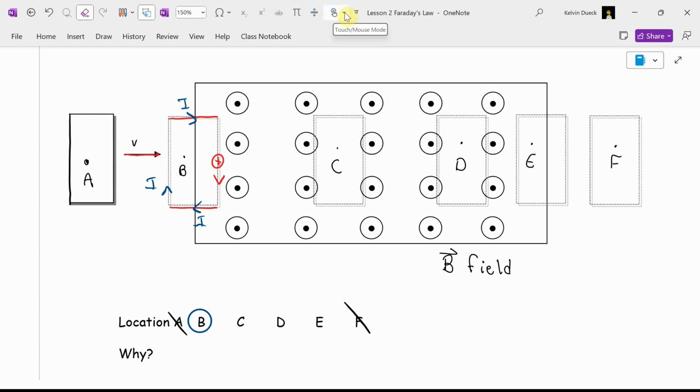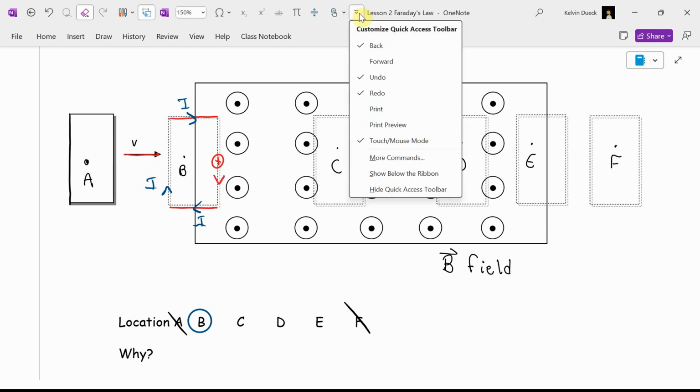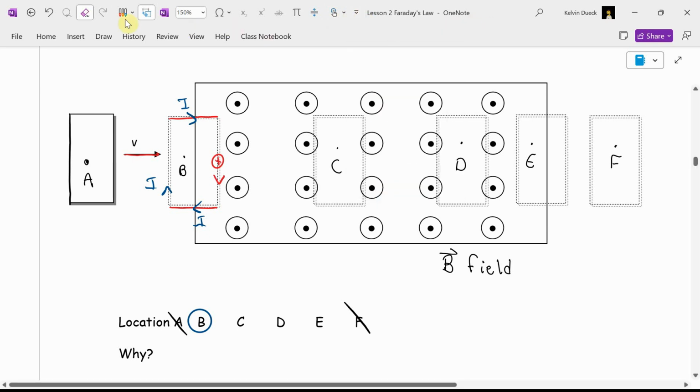I got a feature turned on that I want to turn off. How did I turn that off? There. Sorry. Is that okay, Alfie?